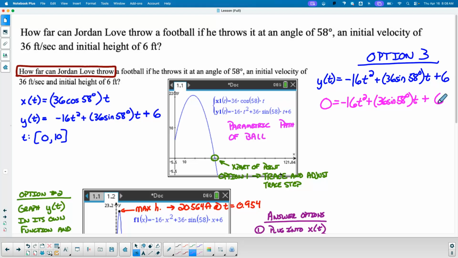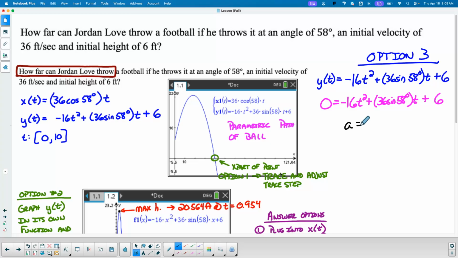And that's fine. Because in this case, it's really hard to find two numbers that multiply together to be 6 and add to be 36 sine of 58 degrees. So I wouldn't even begin to think about factoring. I would just go straight to the quadratic formula. So what is my A value then in the quadratic formula?